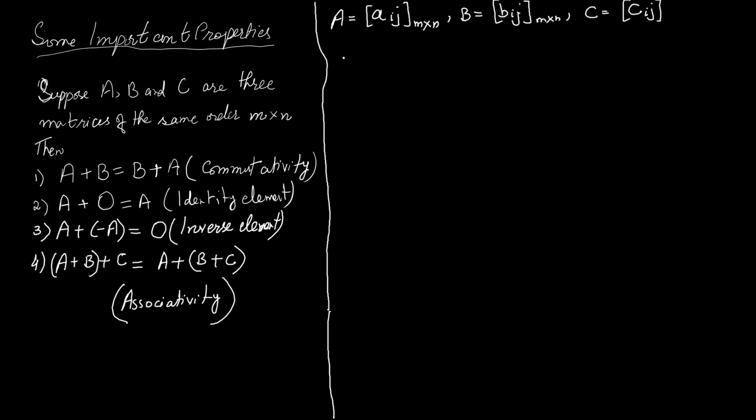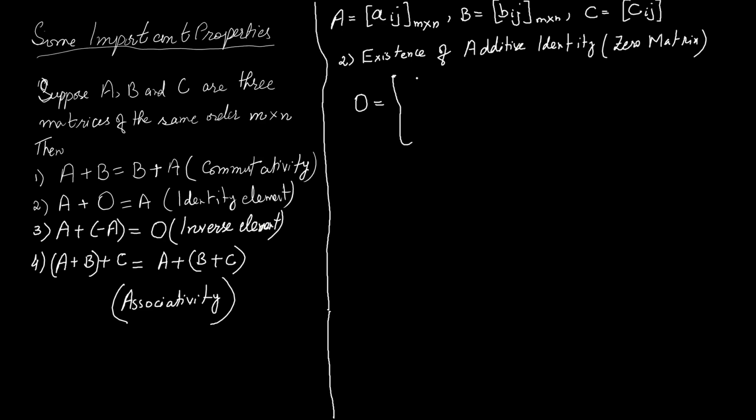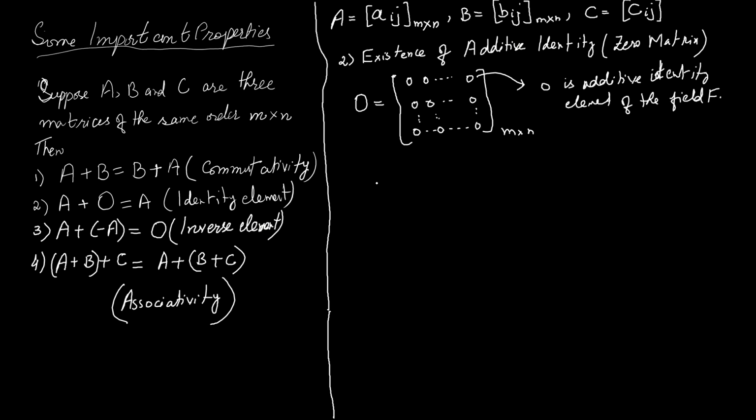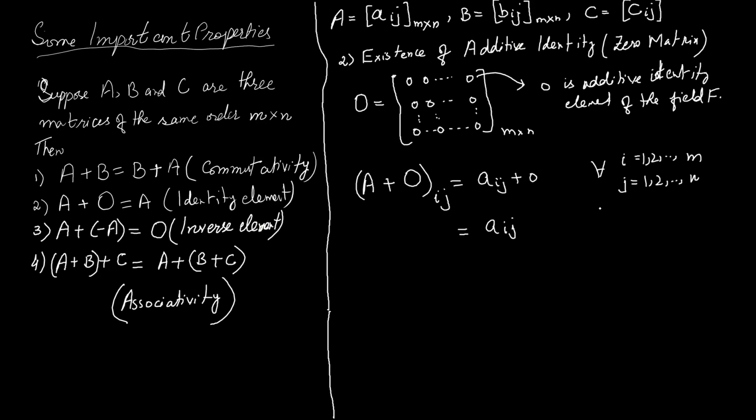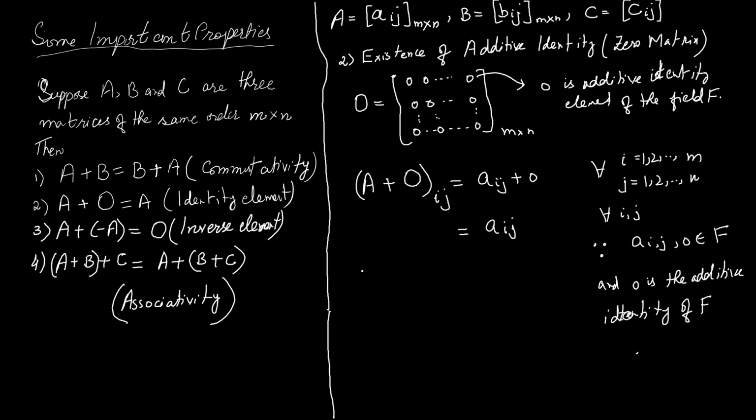Second property, the existence of additive identity. Suppose O is equal to the M cross N matrix with all zeros, where 0 is the additive identity element of the field F. The element at row i and column j of A plus O is equal to Aij plus 0, which is again equal to Aij. Why? Because Aij and 0 both belong to the field F and 0 is the additive identity of the field. Since this is true for all ij, we have A plus 0 matrix equal to A.